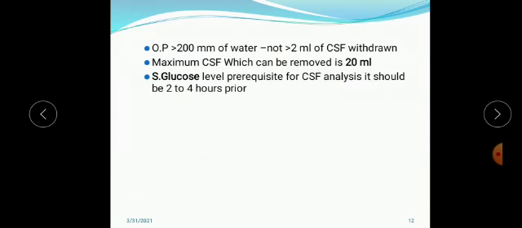If opening pressure is more than 200 millimeter of water, then not more than 2 ml of CSF should be withdrawn. Maximum CSF which can be removed is 20 ml, and serum glucose level is a prerequisite investigation for CSF analysis, and it should be done prior to 2 to 4 hours.